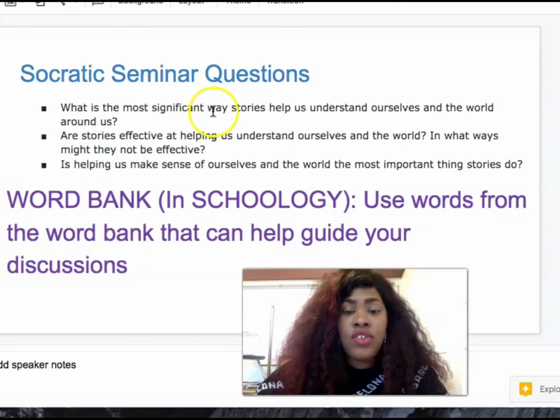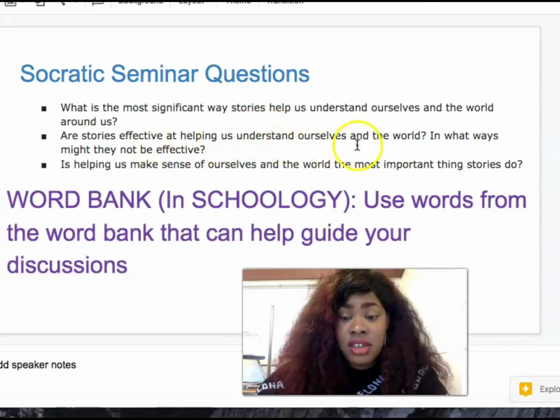What is the most significant way stories help us understand ourselves and the world around us? Are stories effective at helping us understand ourselves and the world? In what ways might they not be effective?